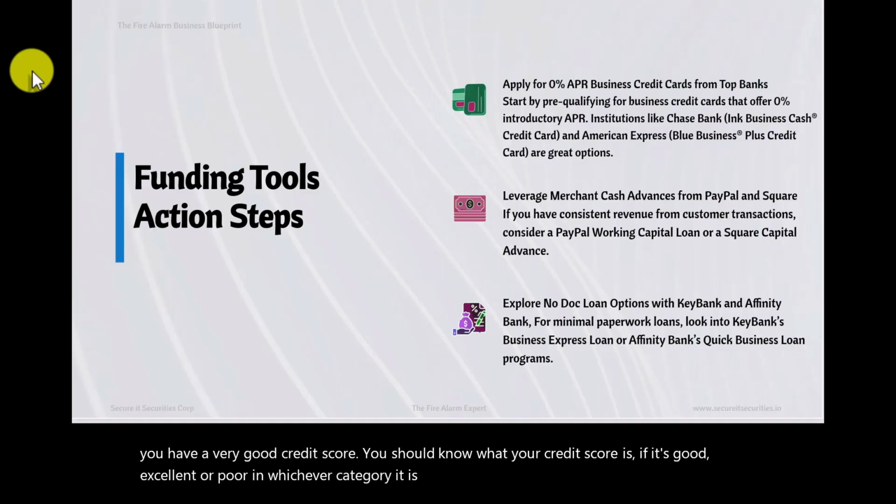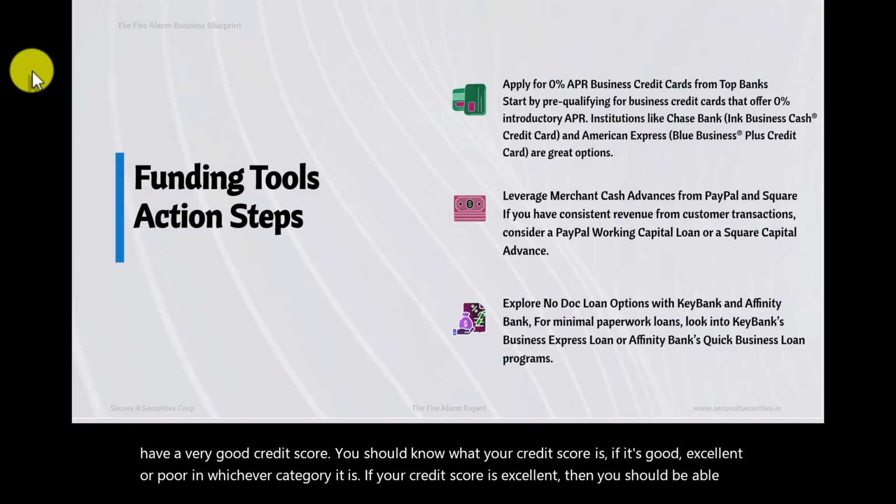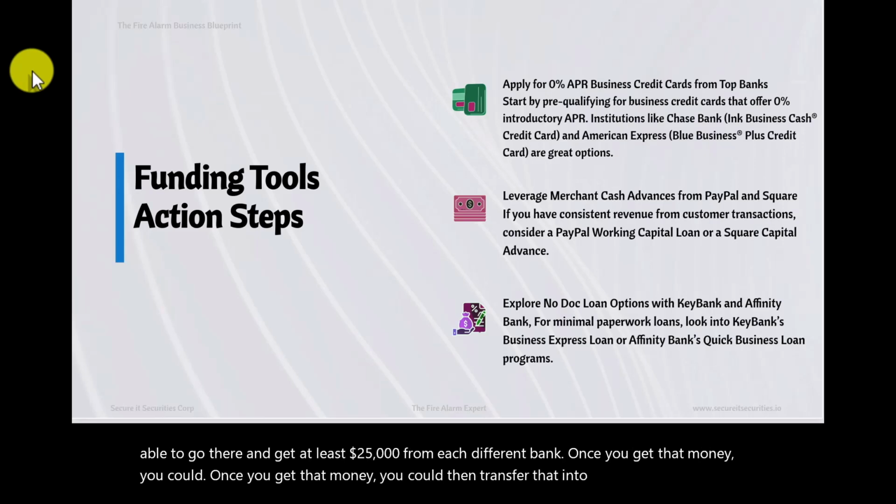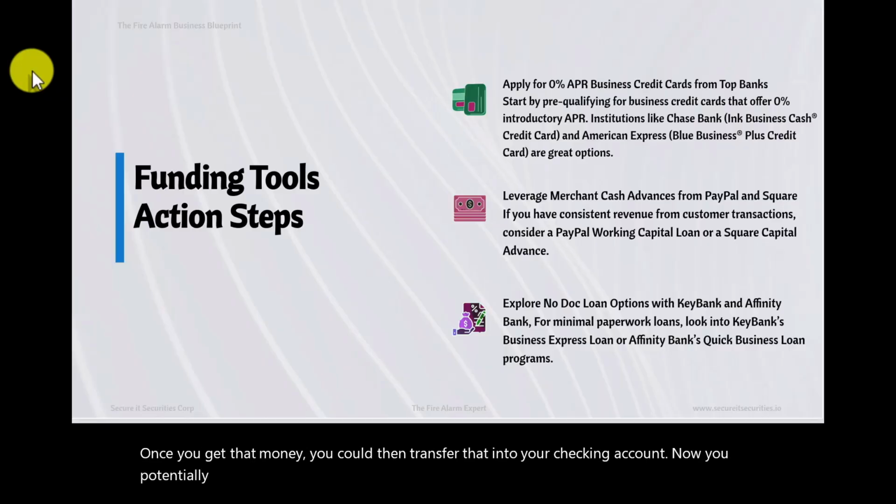If your credit score is excellent, then you should be able to go there and get at least $25,000 from each different bank. Once you get that money, you could then transfer that into your checking account. Now you potentially have $75,000 to start your business.